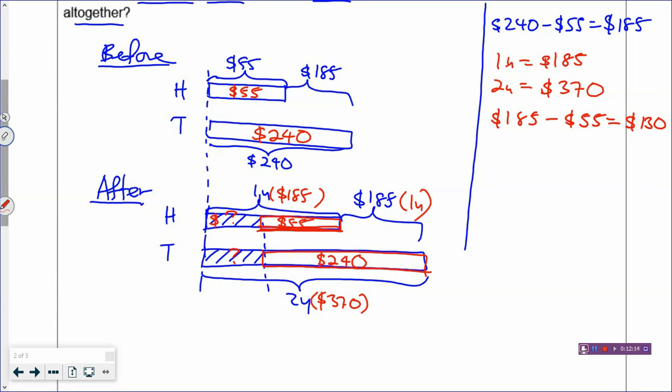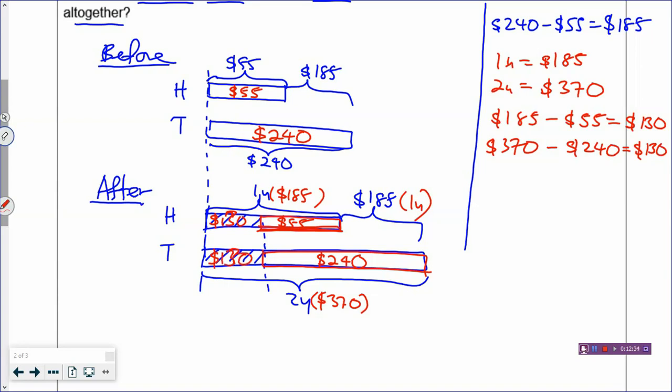So Henry has received $130. Then how about Tim? Tim has $370 in the end. At first, he has 240. So the father must also have given him $130. So Tim has received $130 as well.